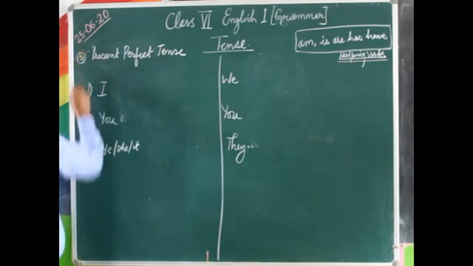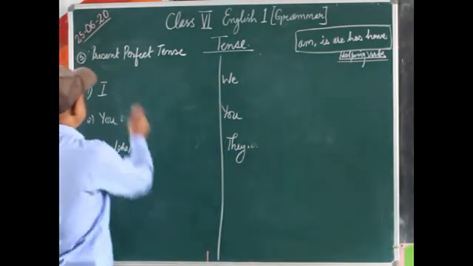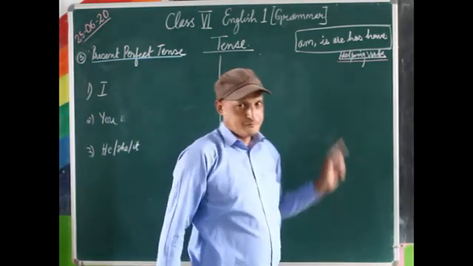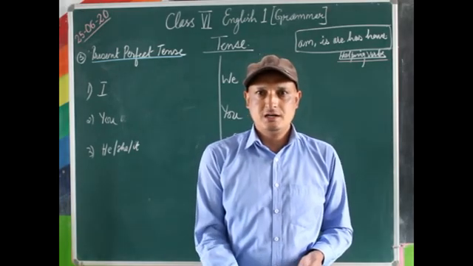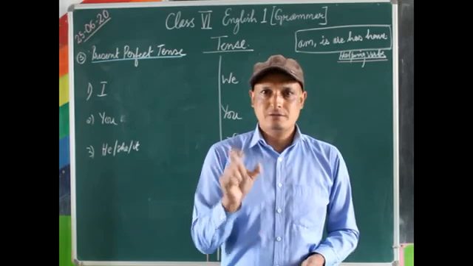The third one, the present perfect tense. In the present perfect tense, we once again make use of the helping verbs. We make use of the helping verbs. And we use the past participle of the root verb.